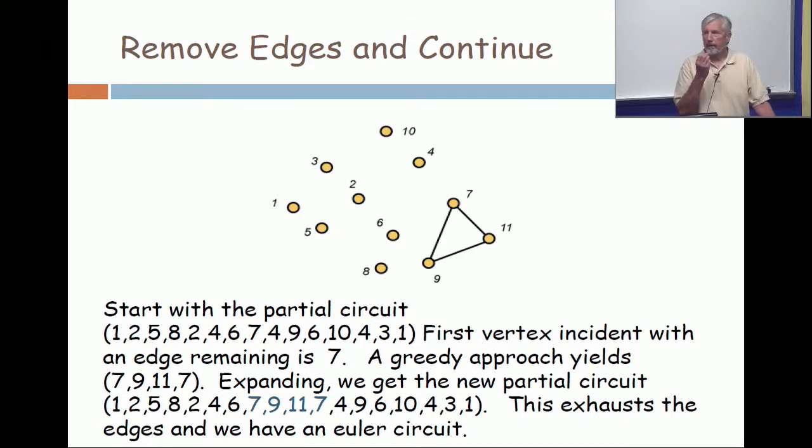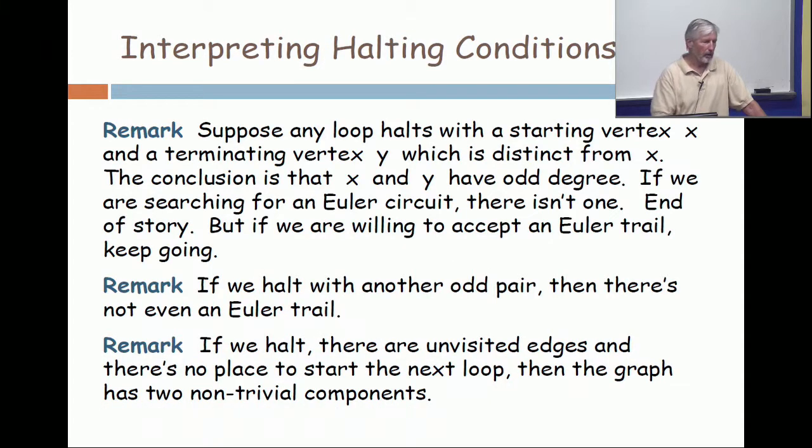Now, it worked in this case. Does it work in all cases? And if the graph doesn't have an Euler circuit, how will we know? At what point will we be alerted to that outcome? So it comes down to interpreting how the algorithm halts.